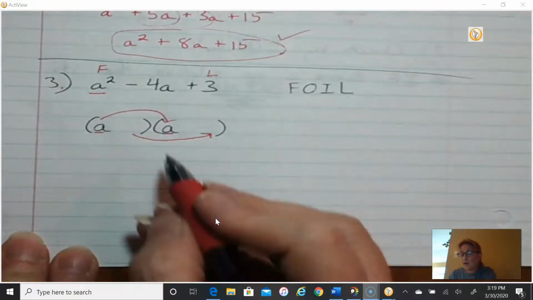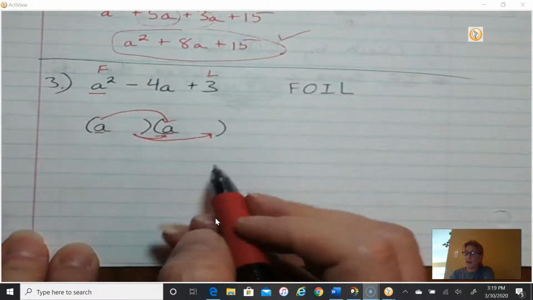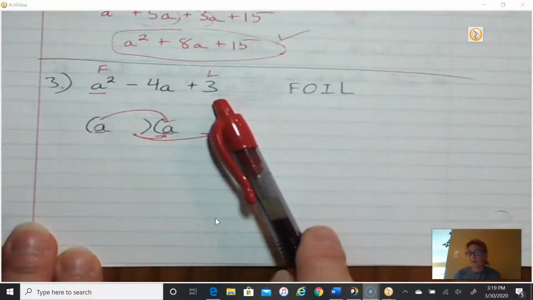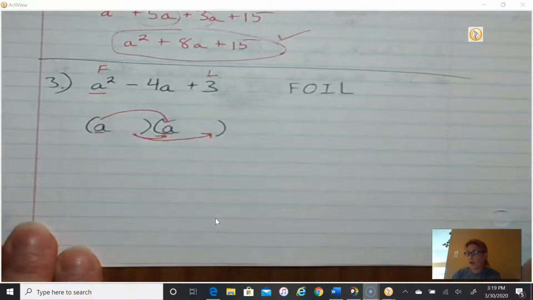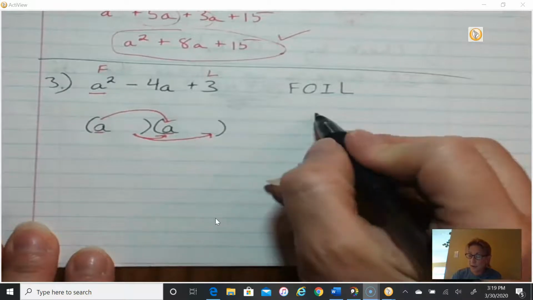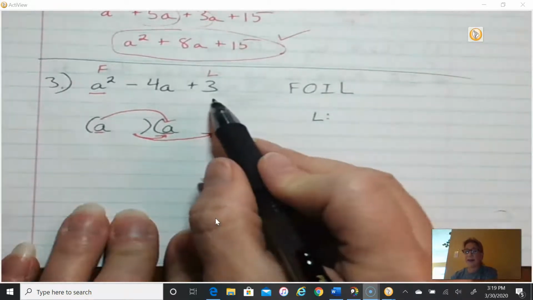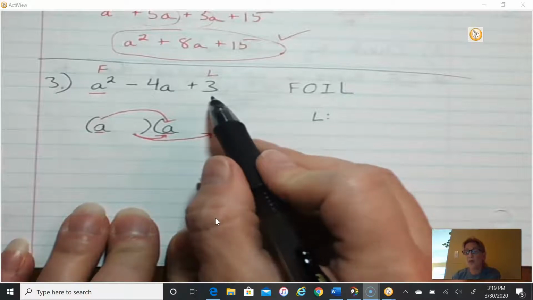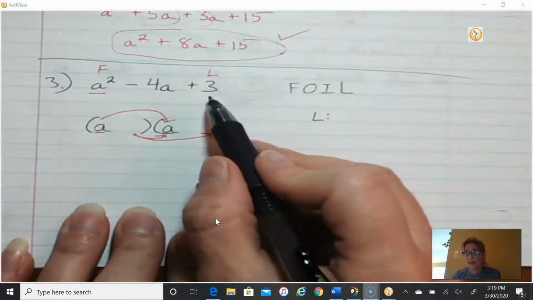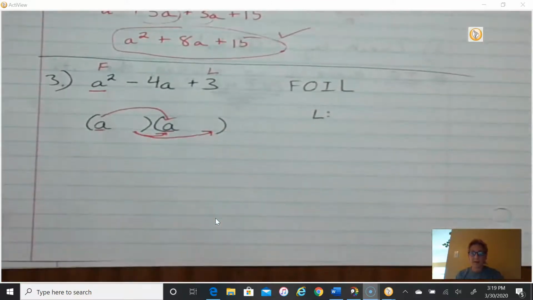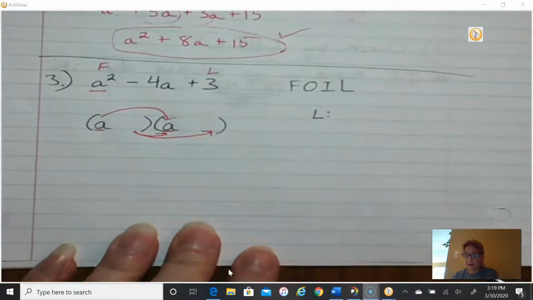The two last ones and the middle. All right, so over here we're looking at 3. This is a -4. So for the last number, we got to write down all the ways that you can get a +3 when you multiply. But you also have to be able to get a -4 when you add. See what I'm talking about there?